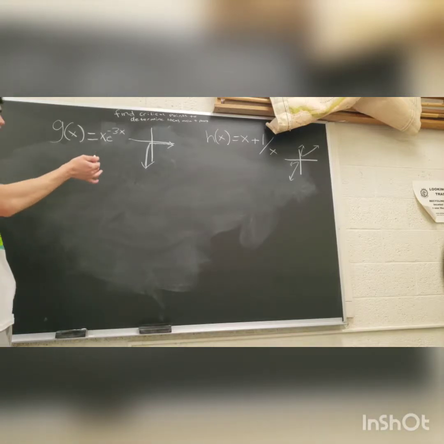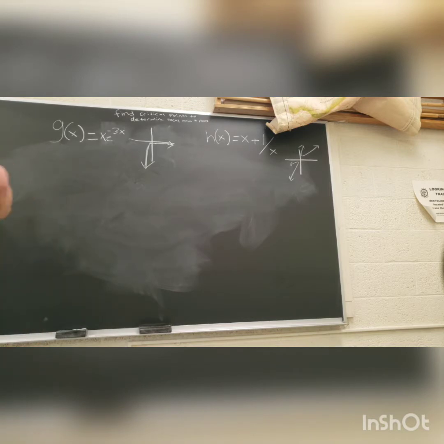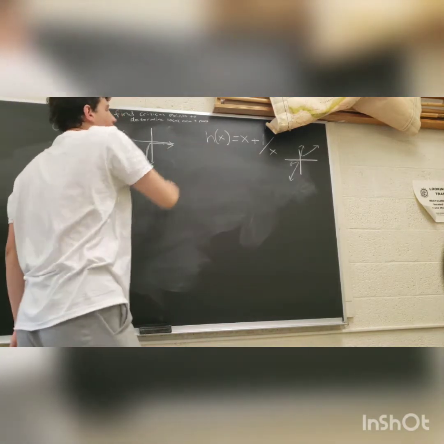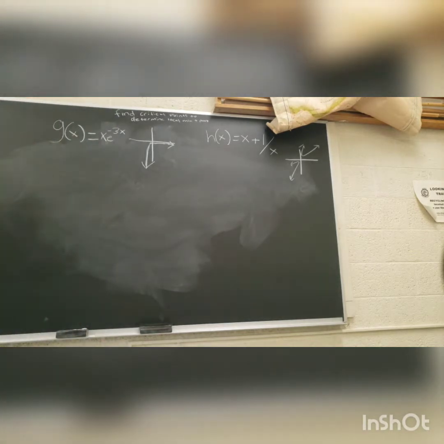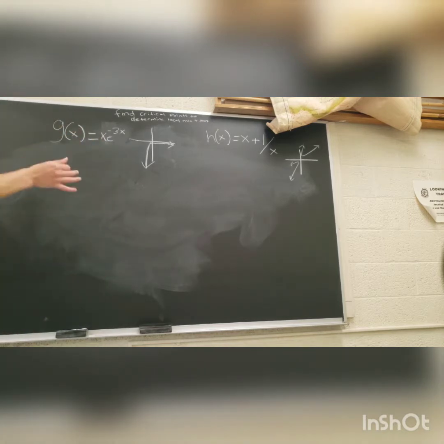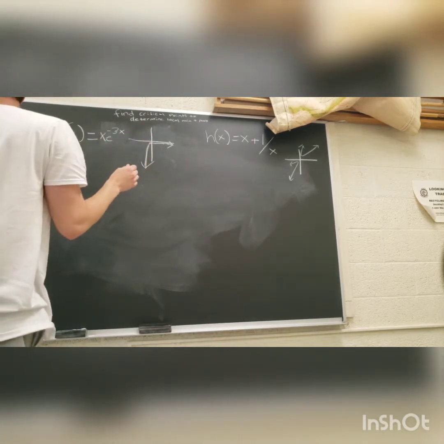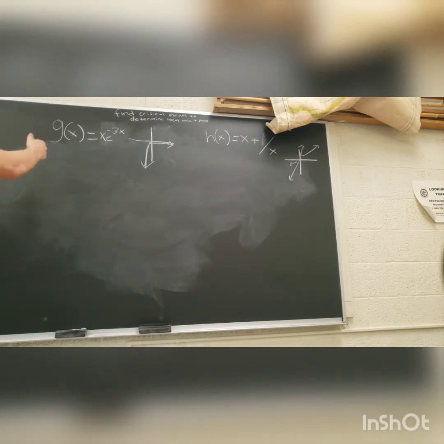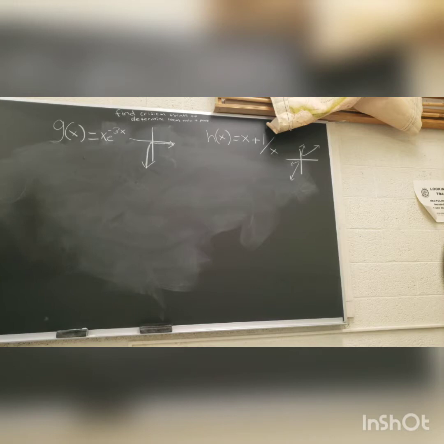Alright, so today I'm doing these two problems. g of x equals xe to the negative 3x, and h of x equals x plus 1 over x. What we're going to be doing with these problems is to find the critical points and determine if they are a local min or local maximum. And to start out, we're going to be doing g of x equals xe to the negative 3x.